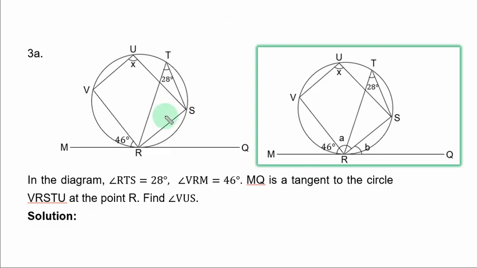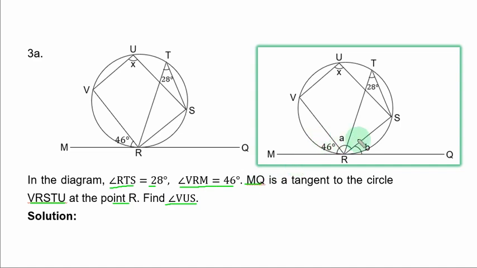Question 3a. In the diagram, angle ROTS is 28 degrees, angle VRM is 46 degrees. MQ is a tangent to the circle VRSTU at the point R. Find angle VUS.